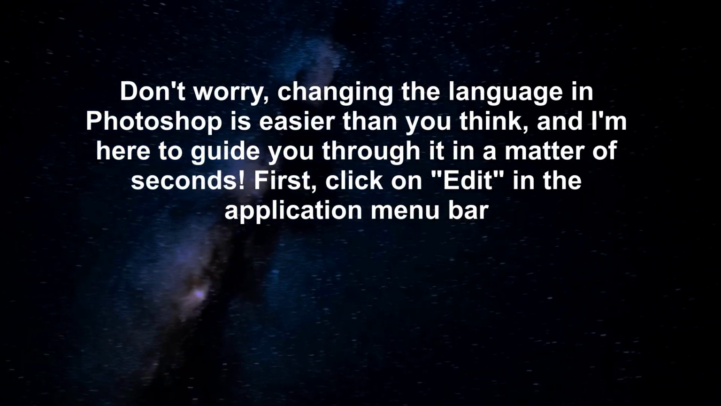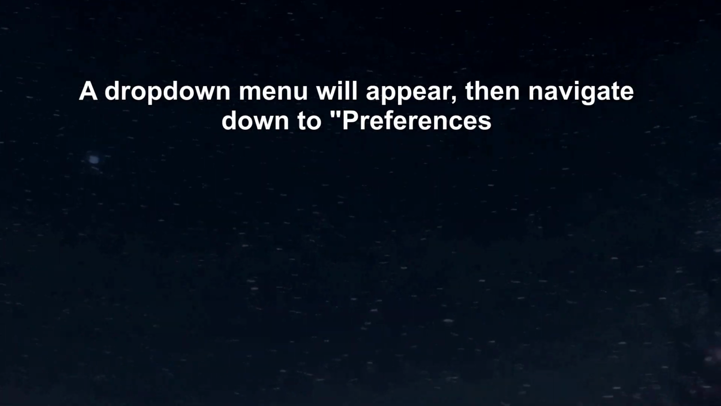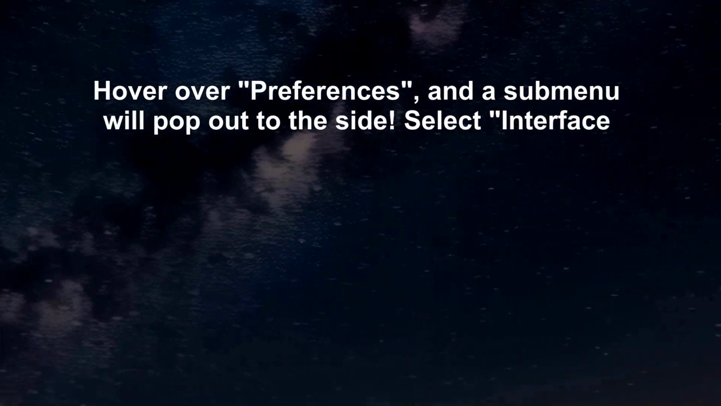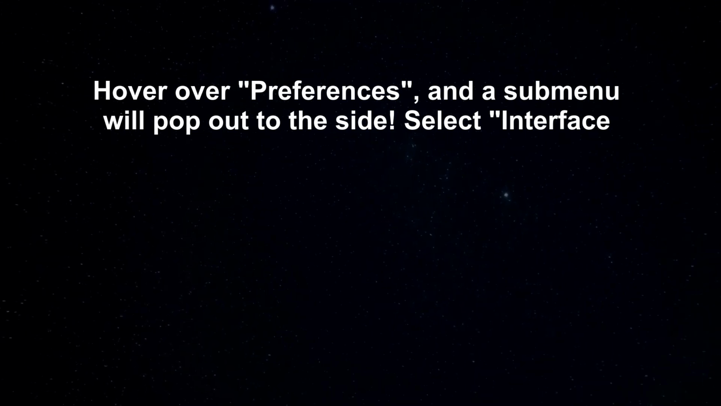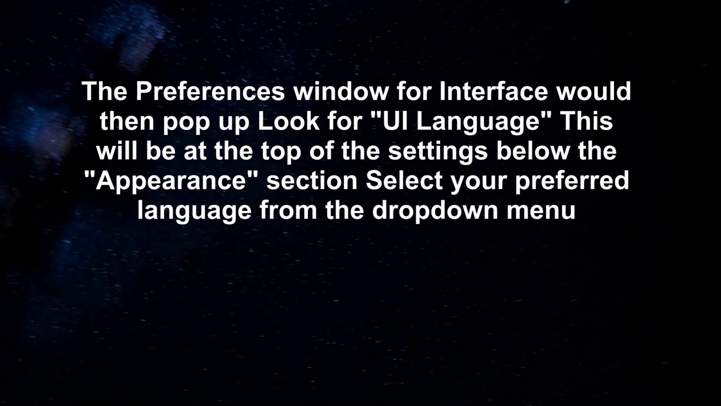First, click on Edit in the application menu bar. A drop-down menu will appear. Then navigate down to Preferences. Hover over Preferences, and a submenu will pop out to the side. Select Interface. The Preferences window for Interface will then pop up.